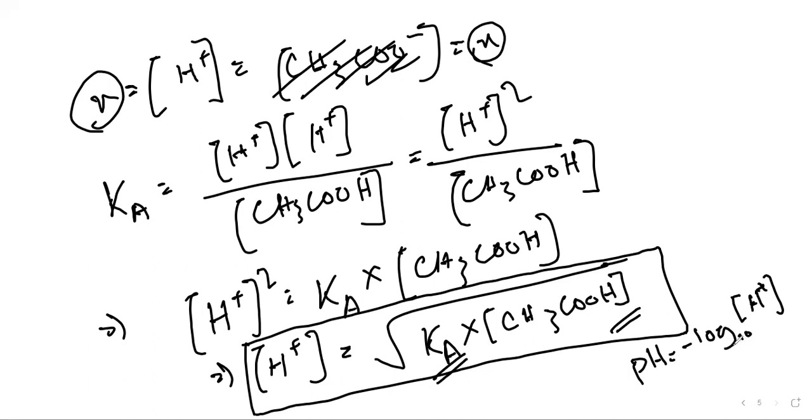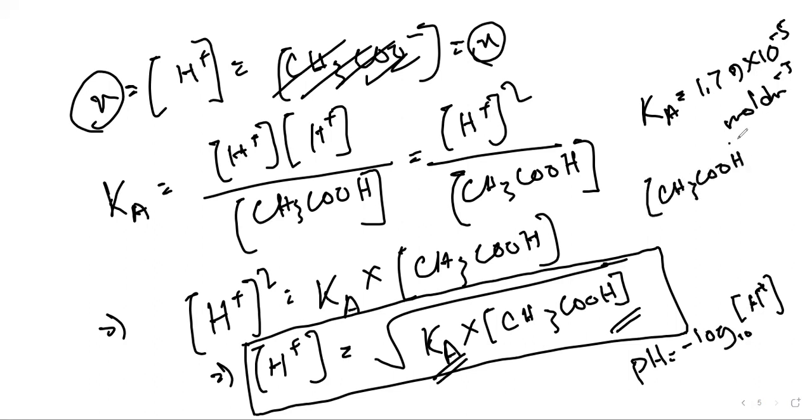Let's do an example. Let's say the value of Ka in this case is given as 1.79 × 10^-5, and the unit is mole per dm cubed. The concentration of CH3COOH is given as 0.25 mole per dm cubed. You can just pause the video and try it yourself. I'll be giving a bit of time, but you can try it yourself.